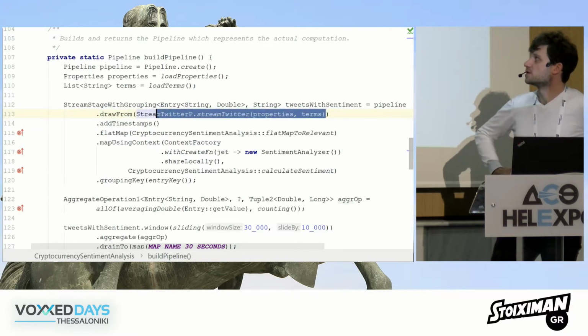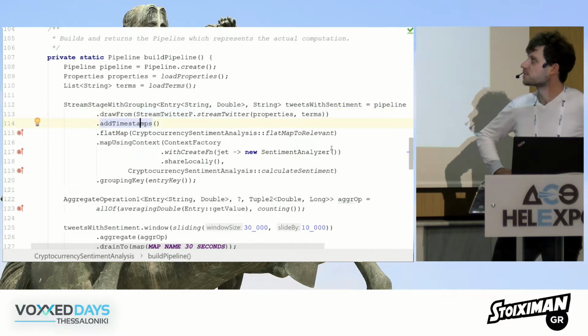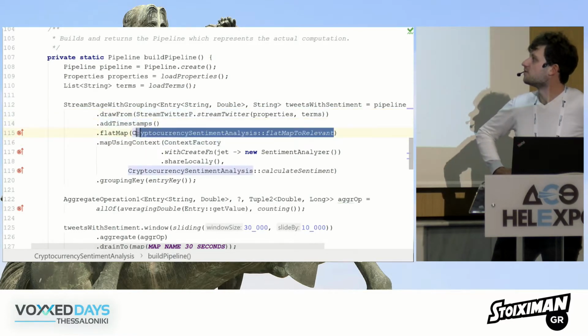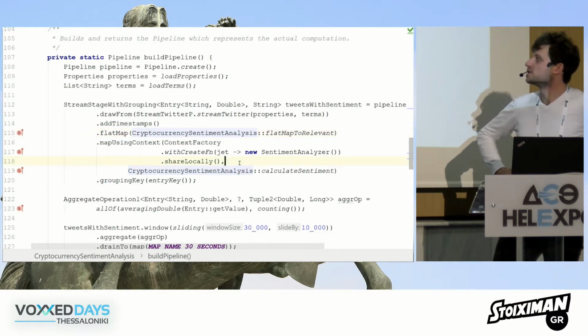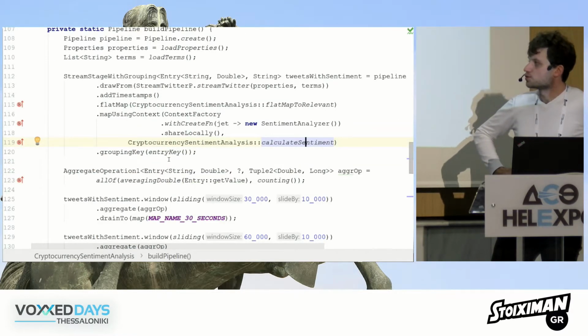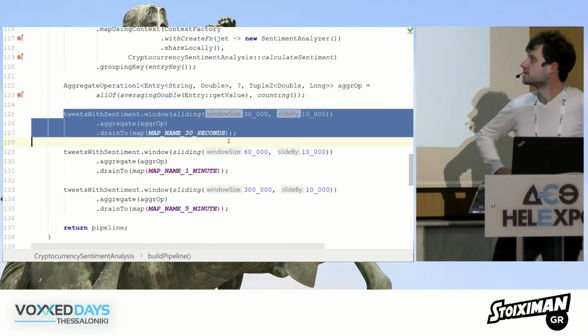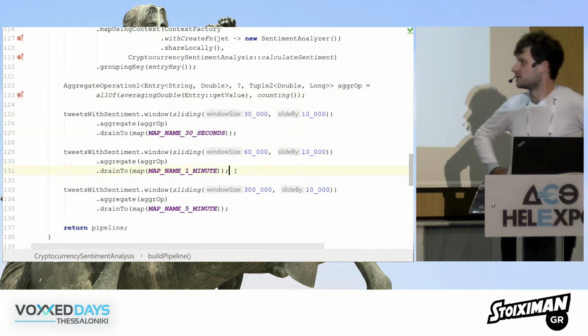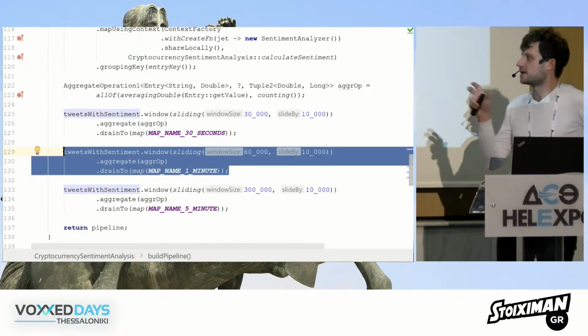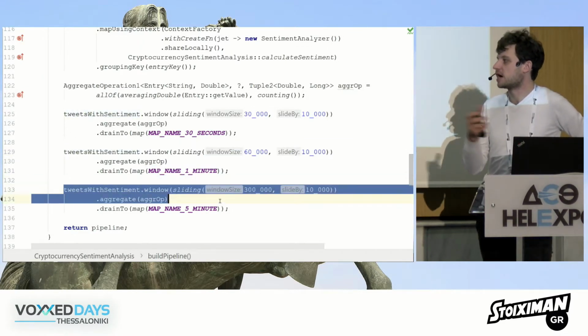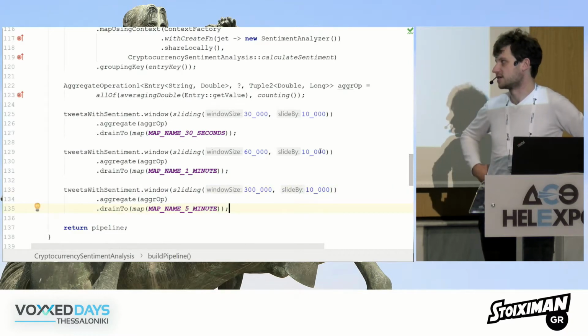So we read the stream of tweets from Twitter. We add timestamps. Then we take only the tweets that are interesting to us about cryptocurrencies. Then we calculate the sentiments about them. And finally, to this stream, we apply 3 different windows. First is by 30 seconds, by 60 seconds, and by 5 minutes. Each one is sliding by 10 seconds, which means that the output data will be seen every 10 seconds.